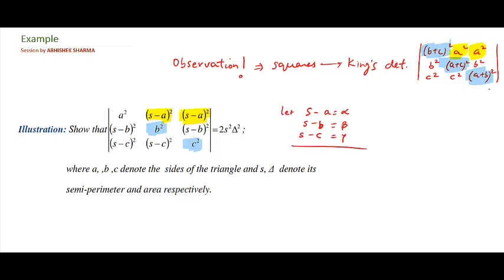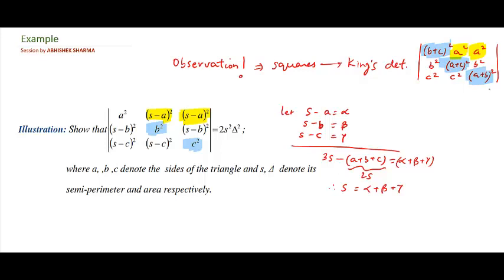If I add these three, we get 3s minus (a plus b plus c) plus (a plus b plus c) should be equal to alpha plus beta plus gamma. All right, and then a plus b plus c itself is 2s. So therefore we get s is equal to alpha plus beta plus gamma.